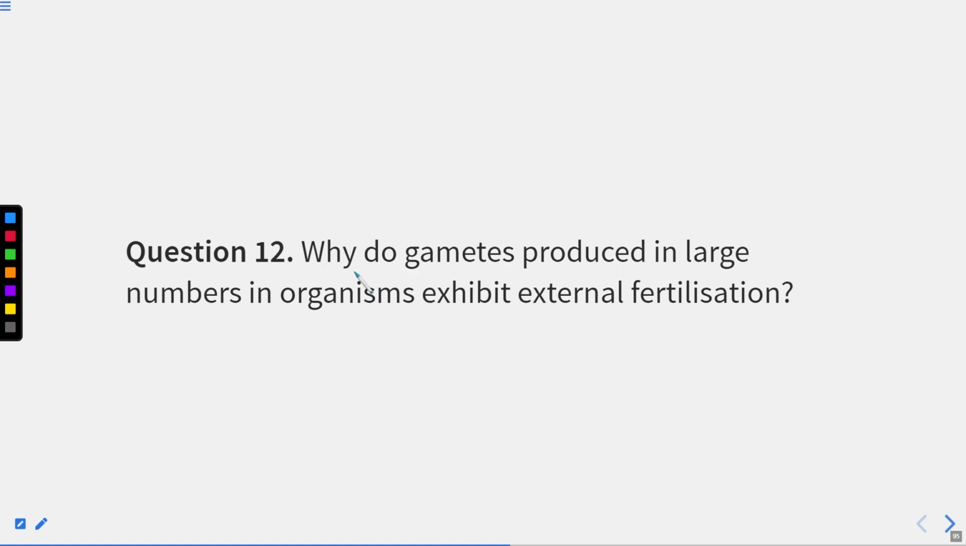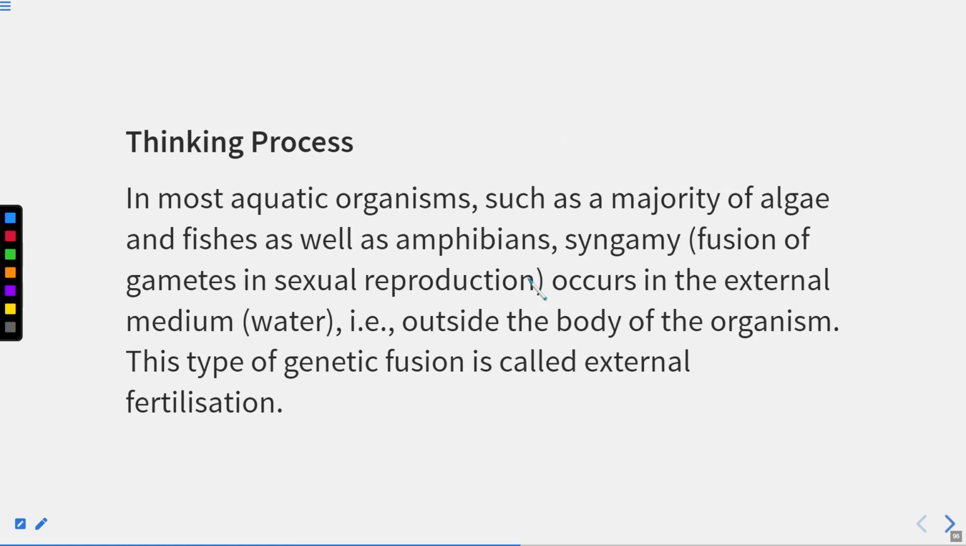Now, question number 12. Why do gametes produced in large number in organisms exhibit external fertilization? Alright, so let's have a look at the answer for this question. Here is the thinking process. This will help you answer this question. So external fertilization takes place usually in aquatic organisms, which live in water. So they release the gametes in the water and the fertilization takes place outside the body.